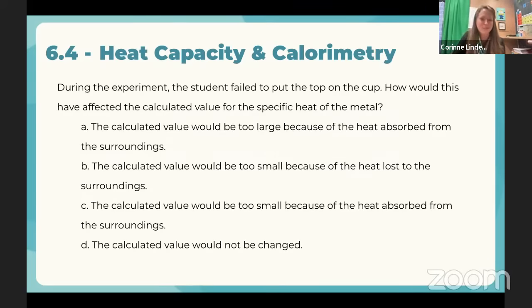You know, these are not great systems anyway. Some heat is going to be lost. So how is this going to affect the calculated value for the specific heat, or C, of the metal? I'd like to know just kind of what you all think. What is your first guess?